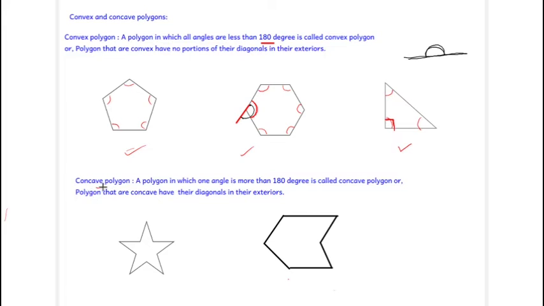Now come to the concave polygon. A polygon in which one angle is more than 180 degrees. Any one angle should be more than 180 degrees in a concave polygon. So those kinds of polygons are called concave. And the second one is, polygons that are concave have their diagonals in their exterior. We will come to this point now only.